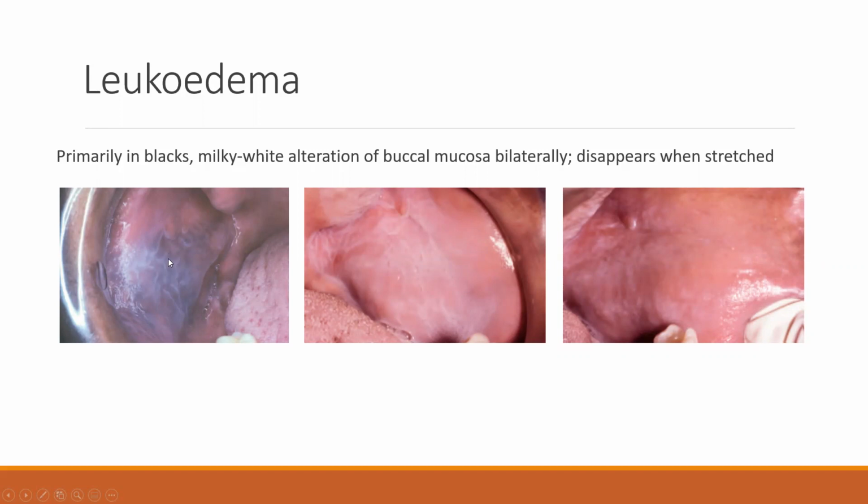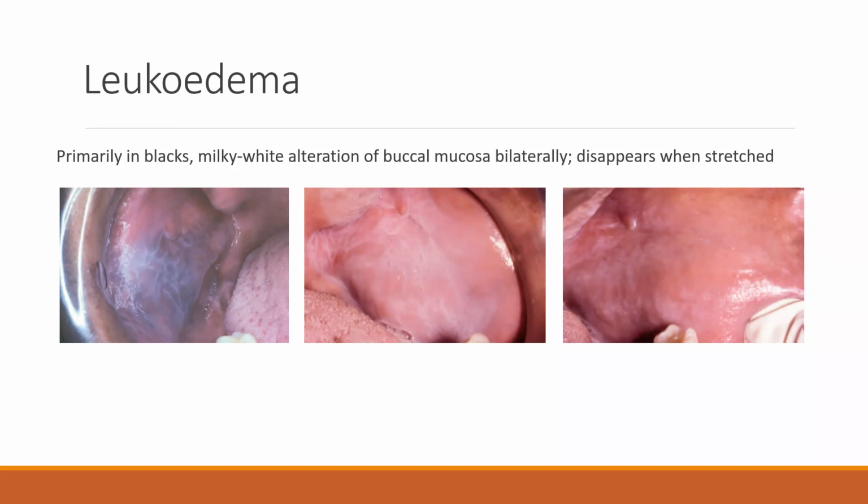And one most important clinical feature of this lesion is when you try to stretch this buccal mucosa or make an attempt to avert this buccal mucosa, this lesion partially disappears. This is the most important clinical feature of leukoedema. It's just a variation of normal and not a disease, as I mentioned. So this does not require any treatment.